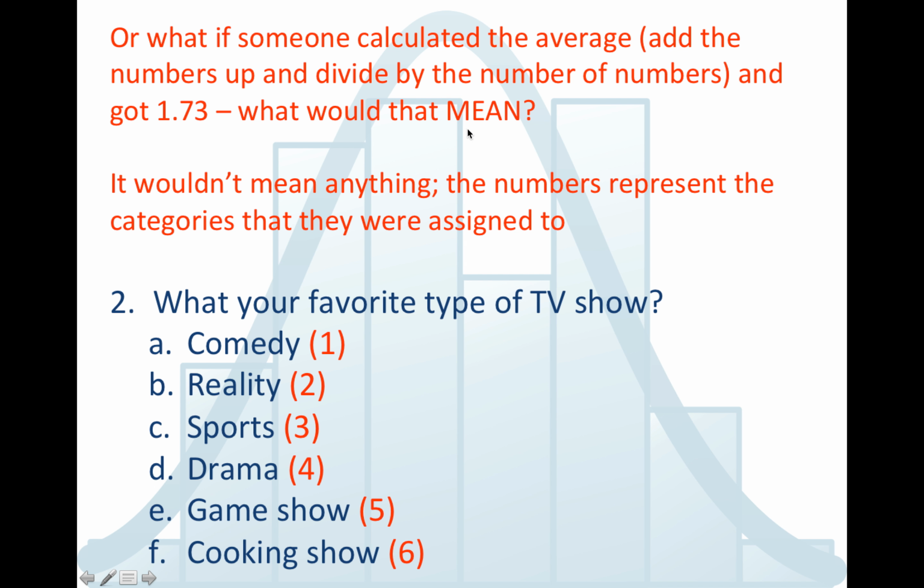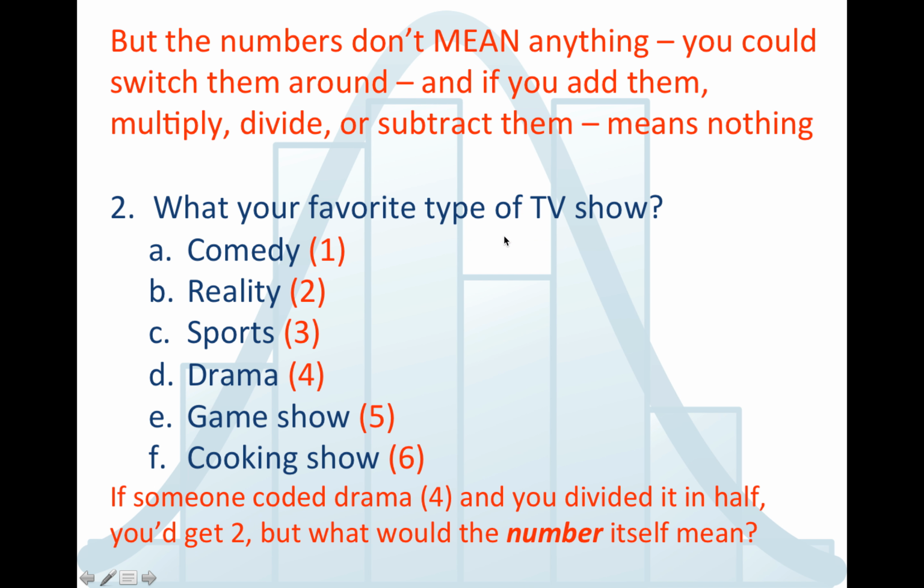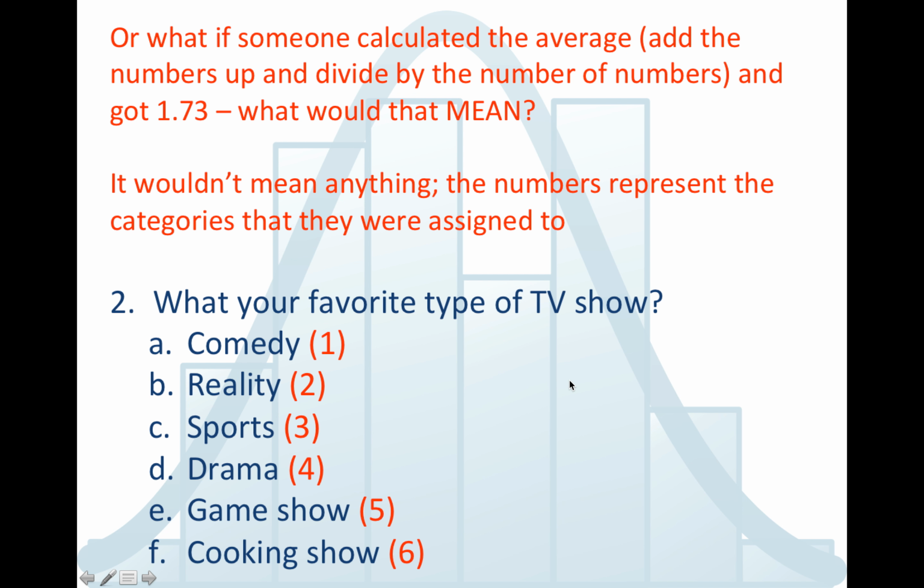And so one of the more common statistics used is the mean, or the average. If I wanted to calculate the average, I would add the numbers up. Say there were 6 entries, add up what 6 people had put in, get a sum, then I divide it by 6. Well, let's say that ended up being 1.73. What is that? You may be tempted to say, well, it's somewhere between comedy and reality. Yeah, but that numerically doesn't exist. So what does that mean?